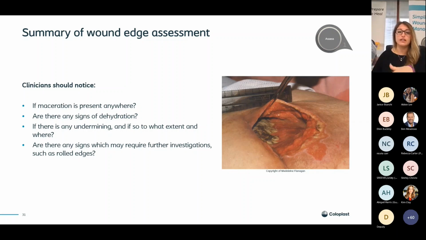And are there any signs that may require further investigations? Are there any rolled edges at your wound edge? Or are you concerned about any malignancy?